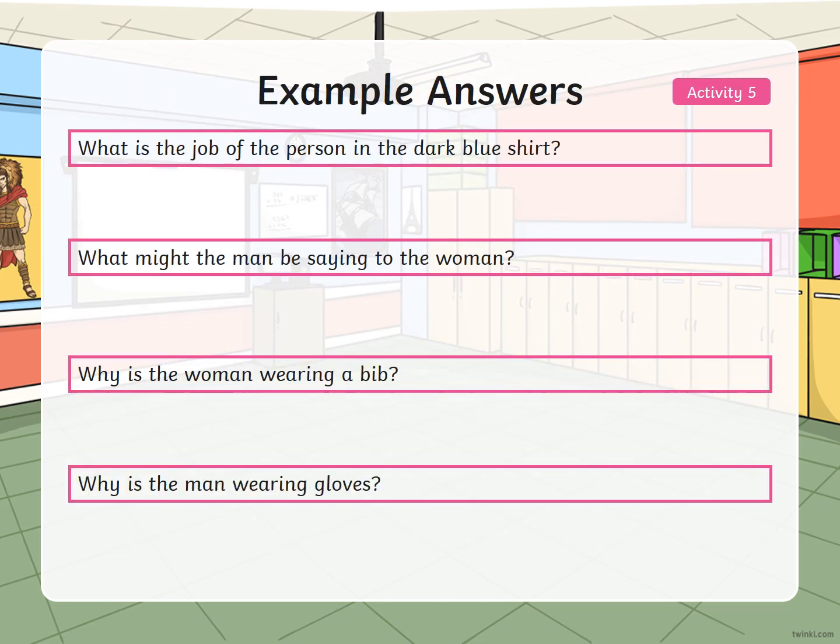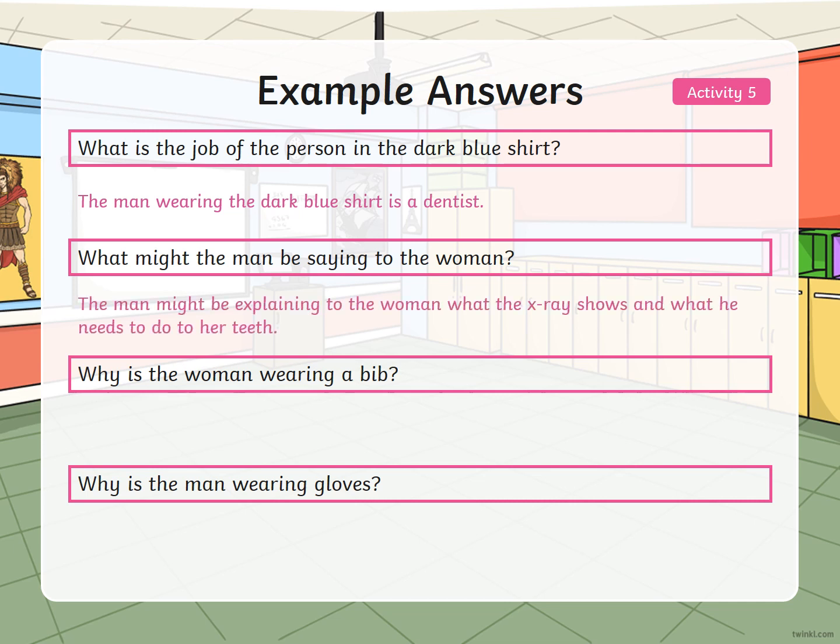Okay, so let's have a look at what answers I have done and see if you've done anything similar. The man wearing the blue shirt is a dentist. The man might be explaining to the woman what the x-rays show and what he needs to do to her teeth. So he was looking at the little screen that had a picture on, which is called an x-ray. In case they might be telling her what's wrong with her teeth or what needs doing to her teeth.